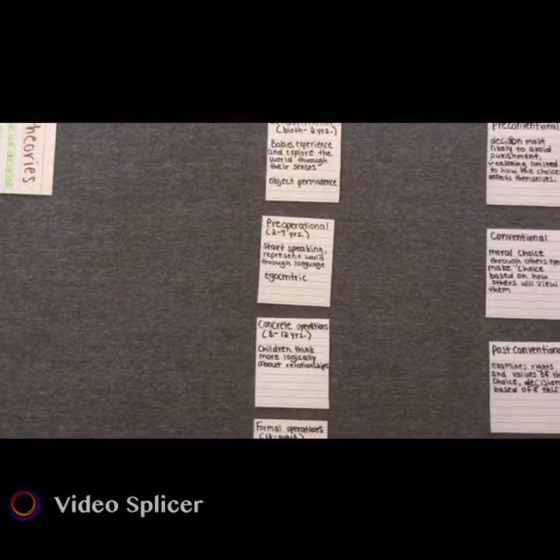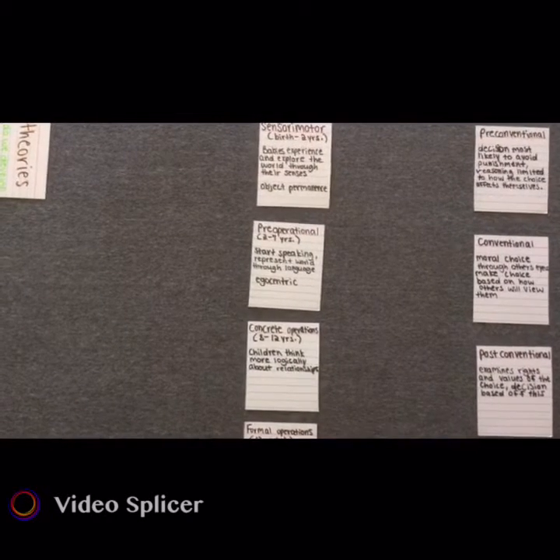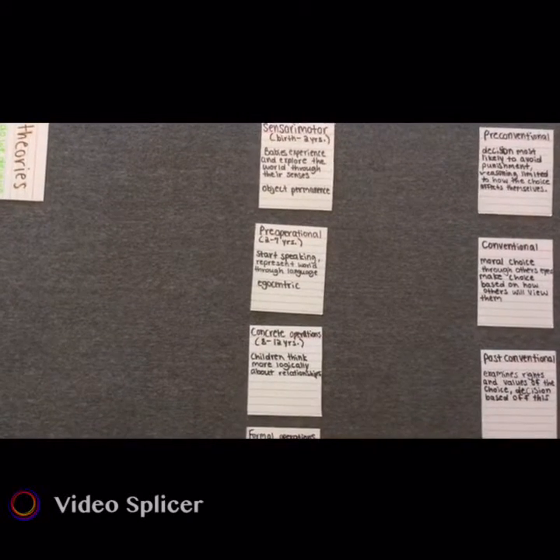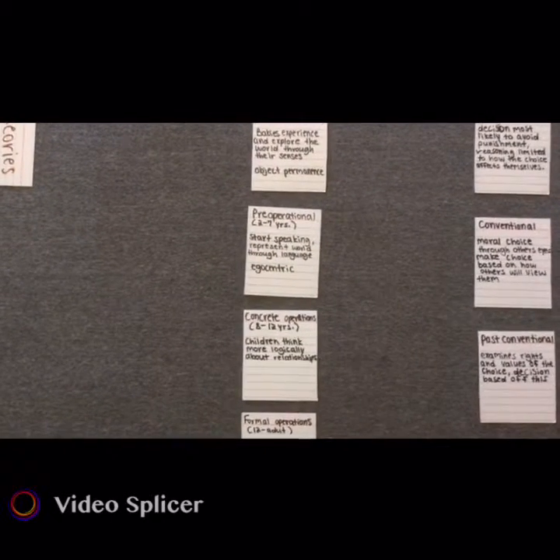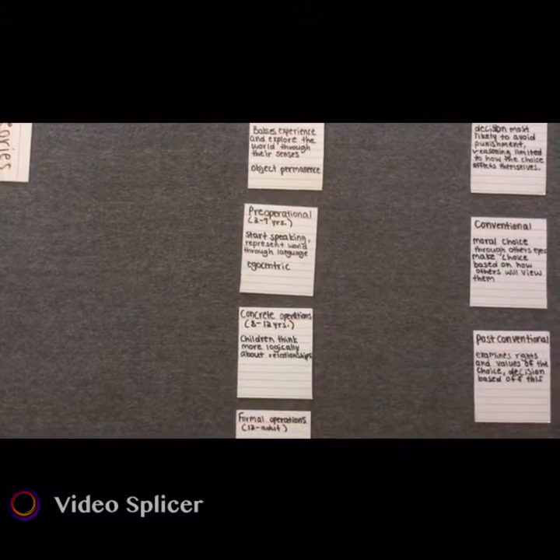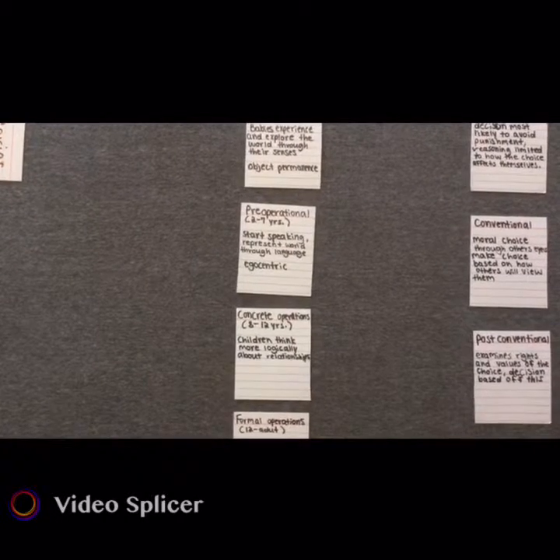Next stage is preoperational, which takes place from 2 to 7 years. The baby starts speaking and representing the world through language. During this stage, they're very egocentric and they can't see the world through anybody else's perspective but their own.